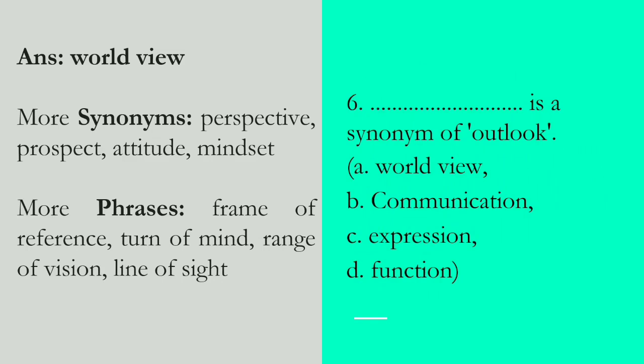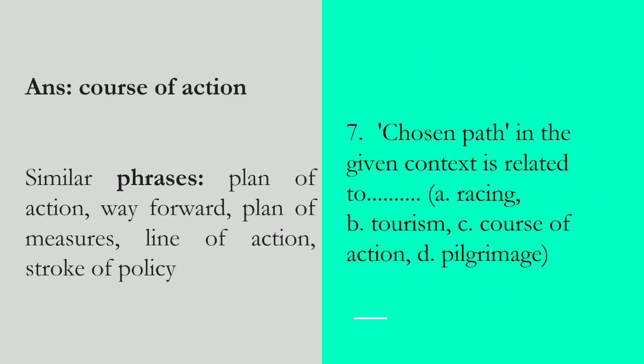And you can look into more synonyms. The more synonyms can be perspective, prospect, attitude, mindset, etc. And more phrases can be frame of reference, turn of mind, range of vision, line of sight, etc. So these are a few more examples of the phrases. Now coming to question number 7, chosen path. That too comes in the same line which we have read now. The spiritual outlook can determine my chosen path?